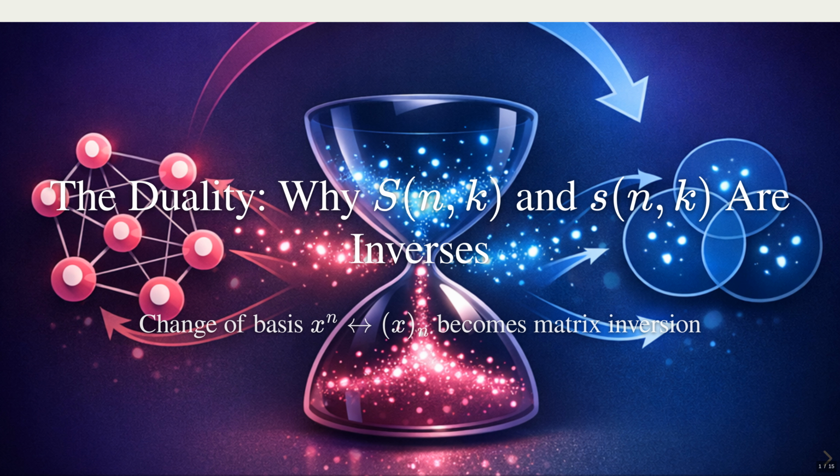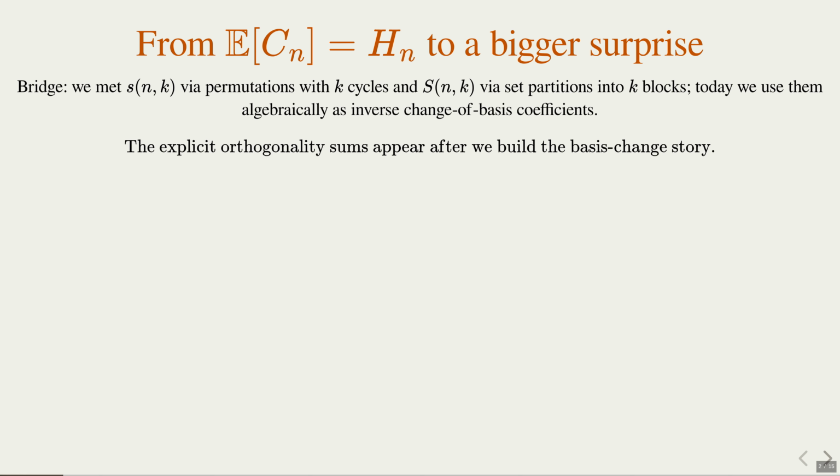Welcome, everyone. Today we will see how switching between power and falling factorial bases turns into matrix inversion, and why the two Stirling matrices undo each other. Last time we used a clever indicator variable trick to predict structure inside a random permutation, and today we push that idea to the series finale. Two totally different counting tables will turn out to undo each other exactly.